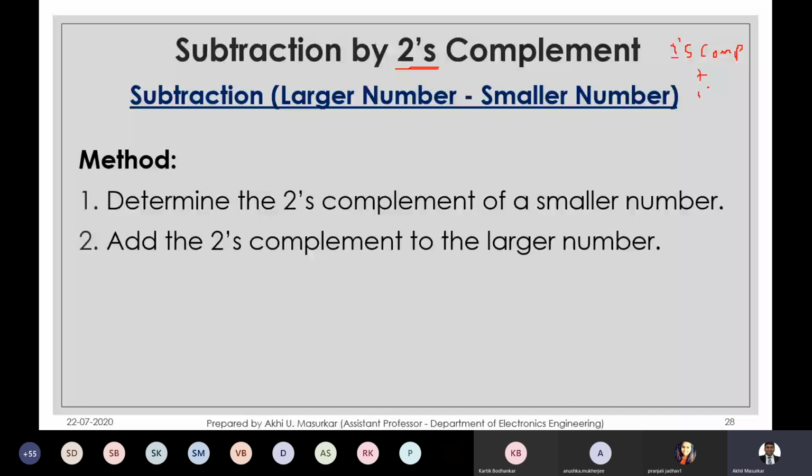So I think step number 1 and 2 are similar. Instead of 1's complement, now here we have written 2's complement. And there would always be some change in step number 3. So let us see what that step number 3 is. Discard the carry. If there is a carry, just discard it. Don't consider it. That is what they are saying. So please write down these 3 steps. Take 2 minutes.